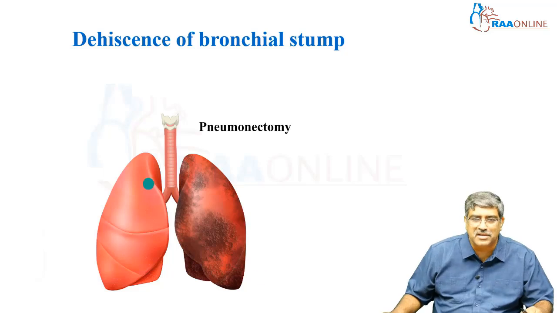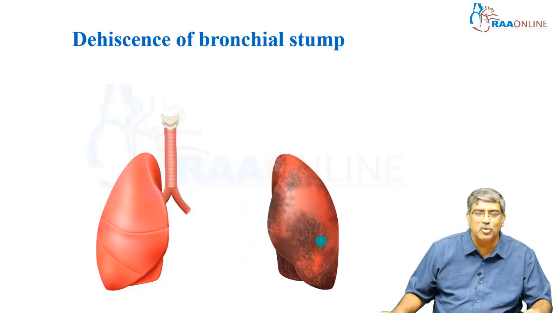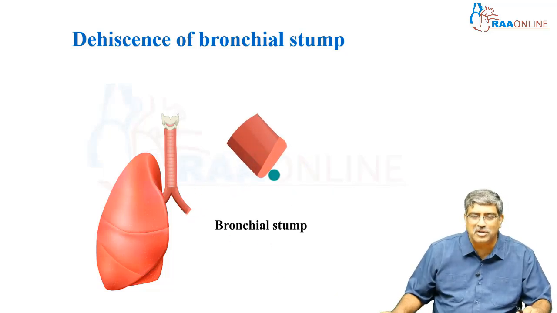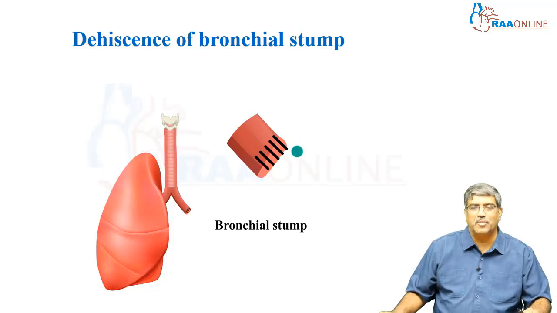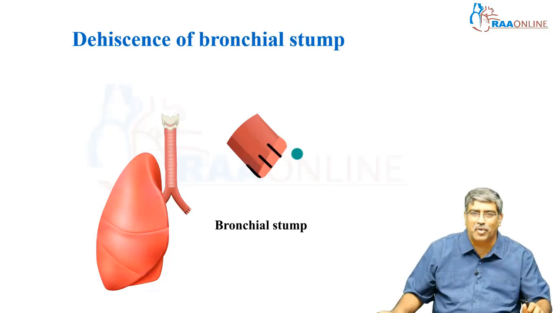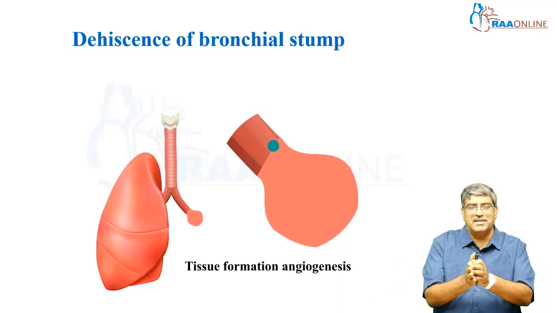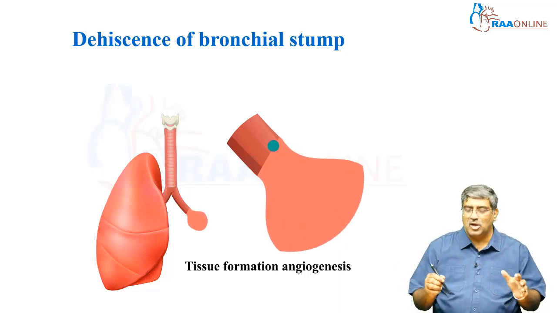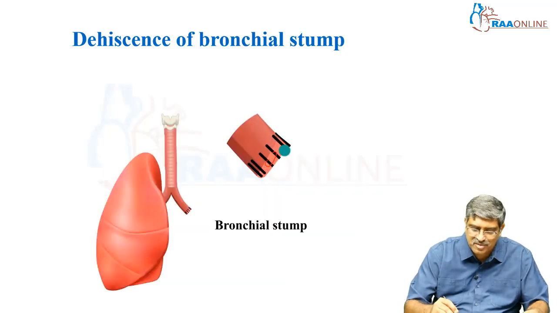Now coming to dehiscence, here you remove the entire left lung. This left lung is totally diseased and at the bronchus you cut open and you do a pneumonectomy. What happened to this bronchial edge? Normally this bronchial edge, if you suture properly, undergoes angiogenesis and it is secured properly. Here you can see it undergoes tissue formation and it is sealed. But sometimes what happens is there can be a dehiscence of this stump, okay.